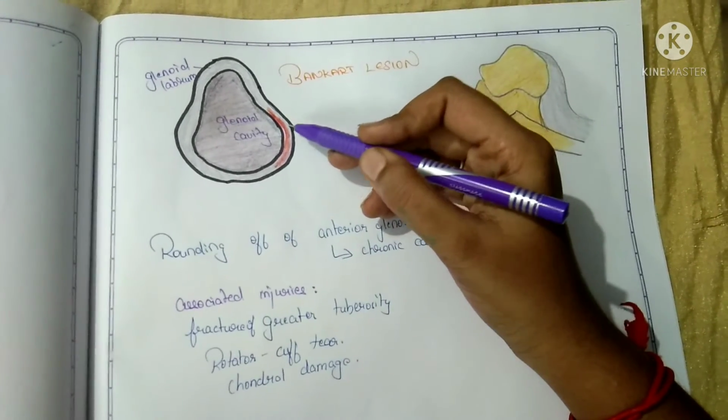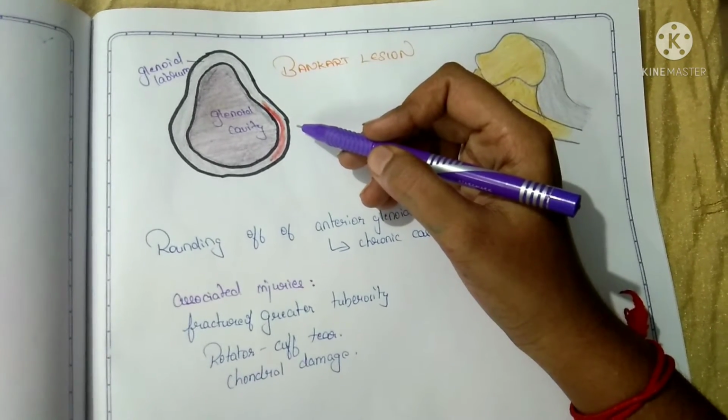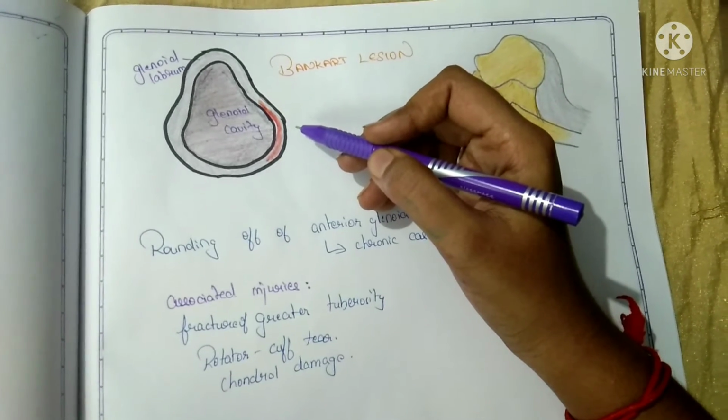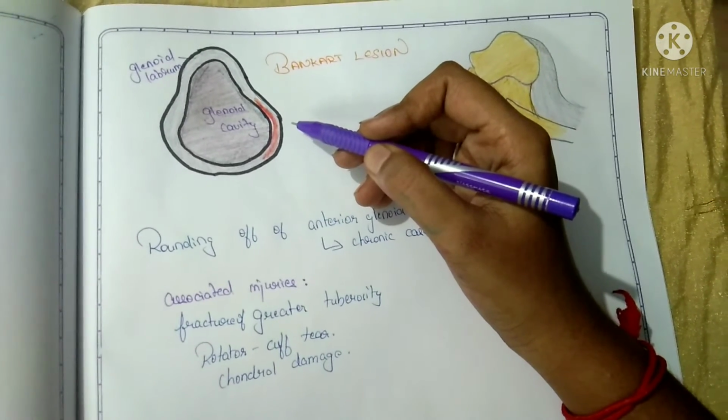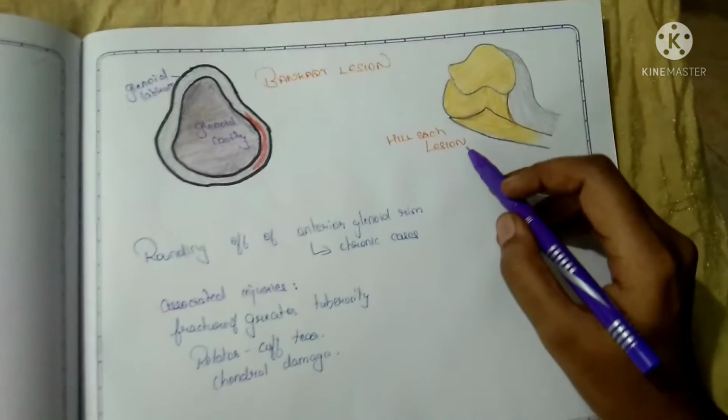So the glenoid labrum is injured in the anterior inferior aspect. In more severe cases, even a part of the bone is injured in the anterior inferior aspect of the glenoid labrum, known as bony Bankart lesion.